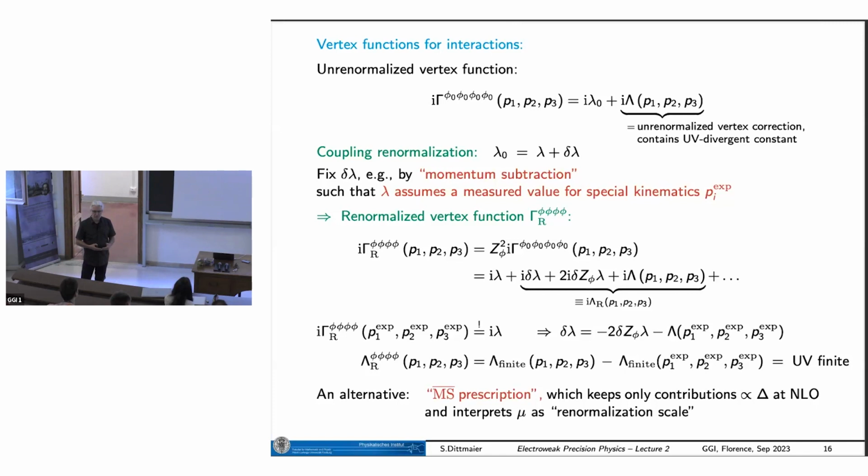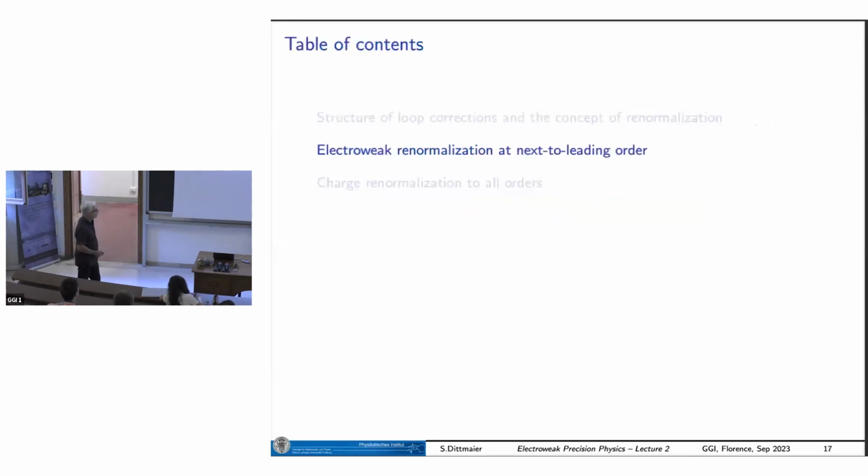But for MS bar, typically everywhere there is one, and there is also still this scale mu in the game that I've introduced. And if you use MS bar prescription, the mu really enters physical predictions, and we call it a renormalization scale. Just to say this only once, but I will not say much more about MS bar prescription in the following, because it's not so heavily used in electroweak physics. So this is the general program, and you know hopefully how to apply it, and now we will apply it to electroweak theory, at least at next to leading order.